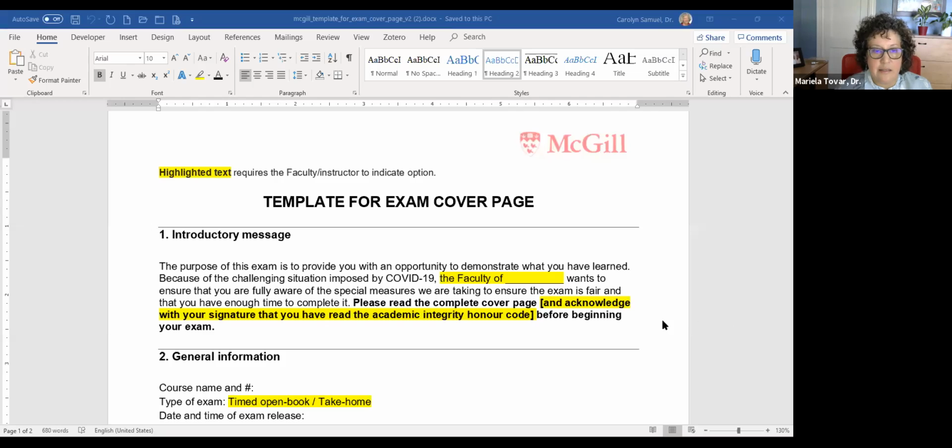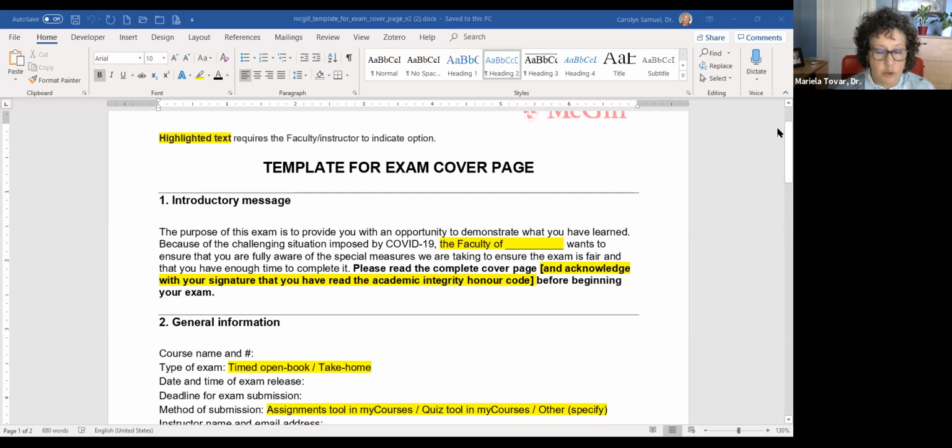So you get an idea of what it looks like, but I like to emphasize that this is highly adaptable, it's a template. What we have done is to indicate in yellow things that are changed depending on the guidelines of your faculty and so on. So I'm going to ask Carolyn to slowly scroll down. So there is an introductory message.